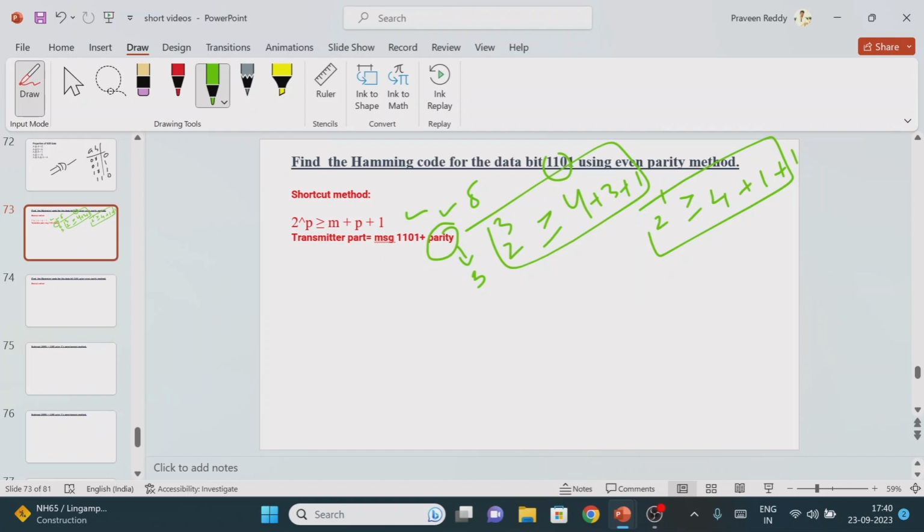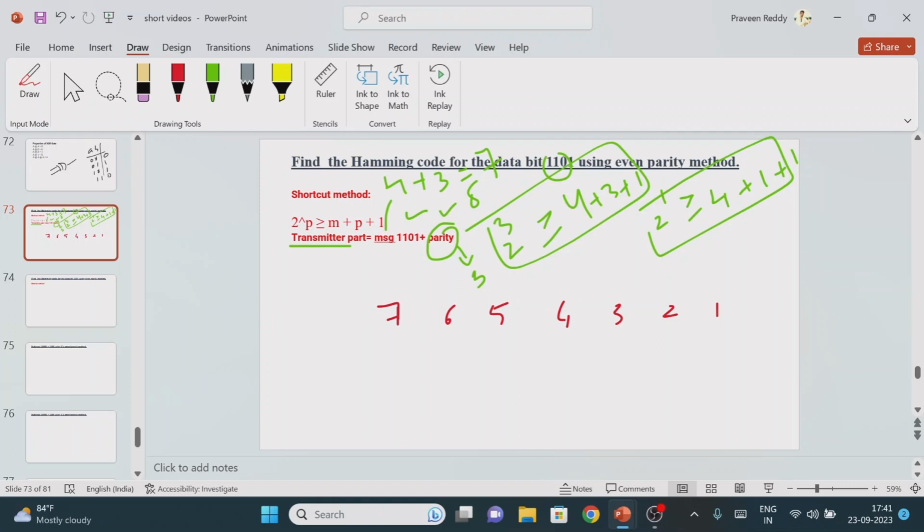Now we are going to learn, using the simple method, how to find out the answer in today's class. What is the length of the total transmitter part? It is a combination of the message bits, which is 4 bits, and after identifying the parity bits, we have 3 parity bits. So the total length of the transmitter part should be 7 bits. So I am writing the numbers 1 2 3 4 5 6 7. Why do I mention 7 bits? Because our total transmitted code equals 4 plus 3, so I'm writing the numbers from 1 to 7.